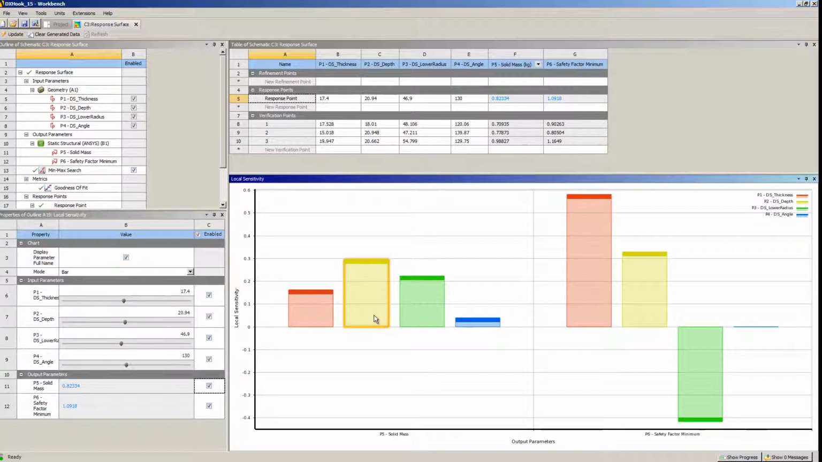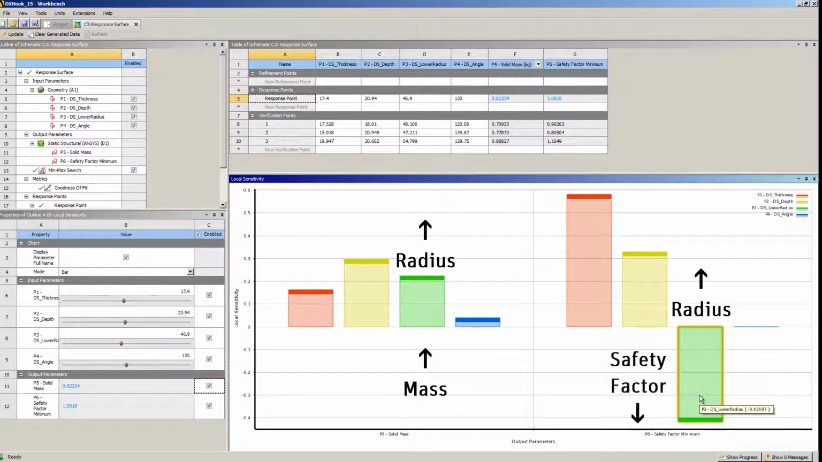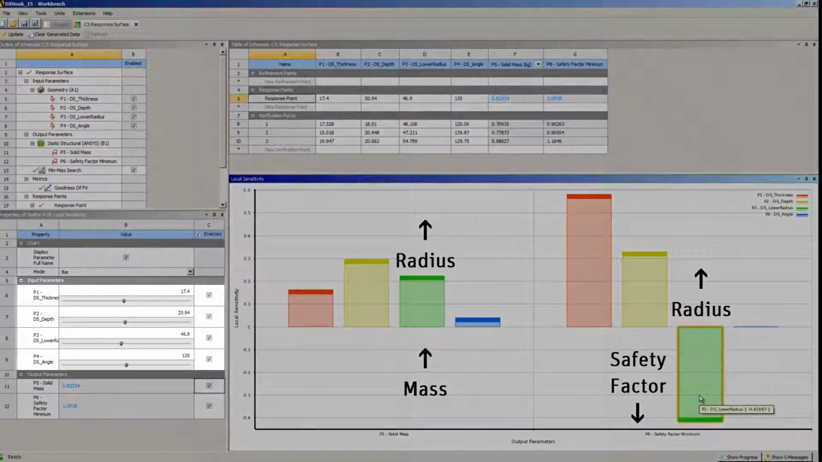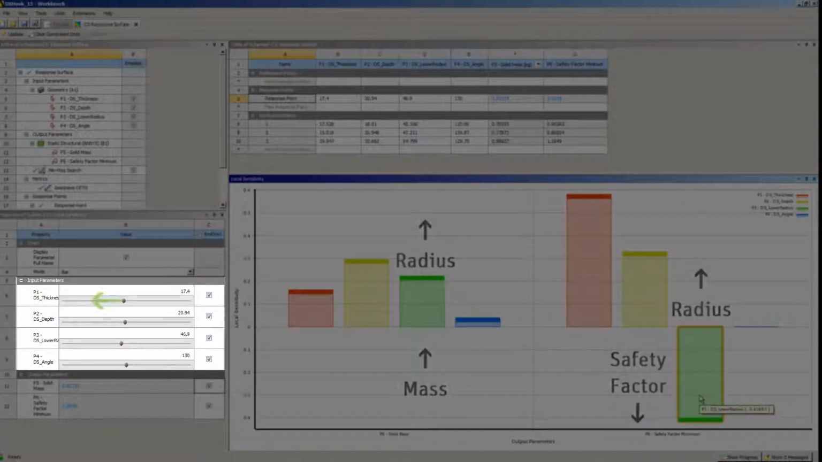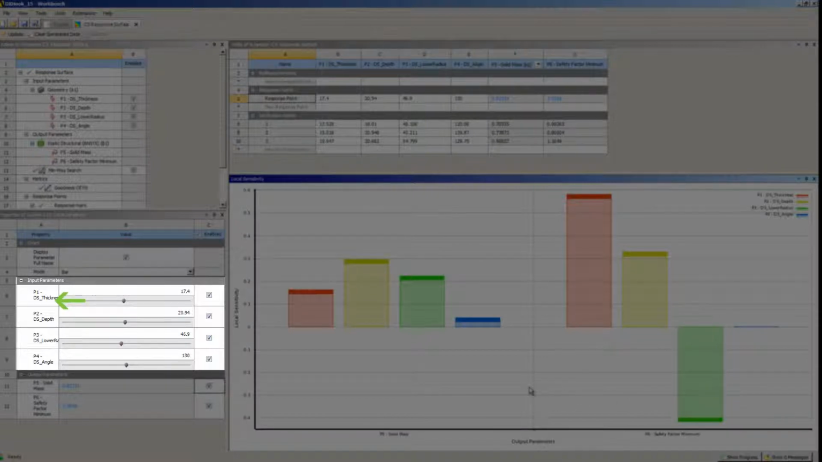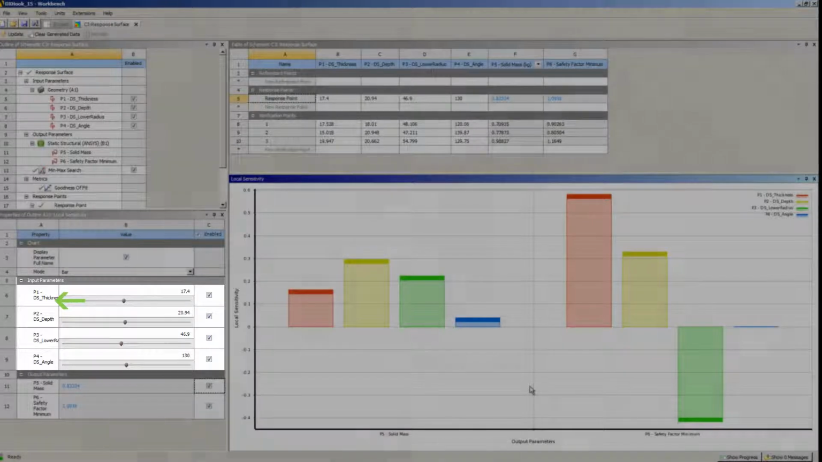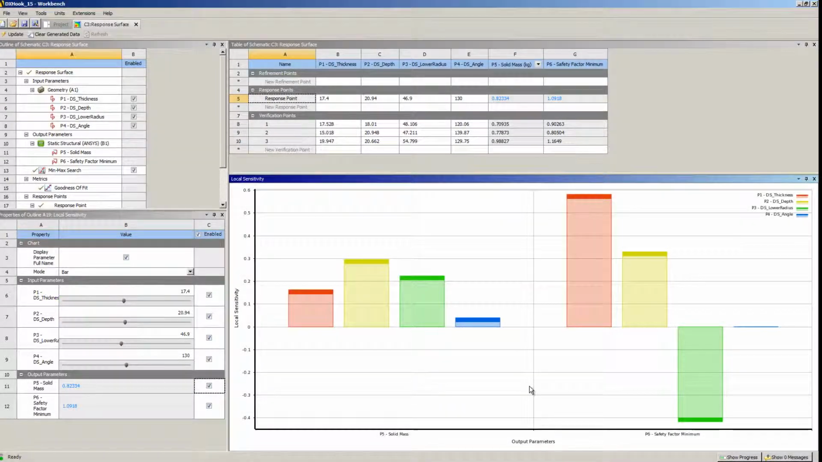In particular, I noticed that the lower radius has a positive correlation with solid mass. As the radius increases, the mass increases. But it has a negative correlation with safety factor minimum. As the radius increases, the safety factor decreases. Since both of these are contrary to my purpose, I know I'll want to keep the lower radius of the hook as small as possible, although there may be some constraint on how small the radius can be while still having a functional hook.